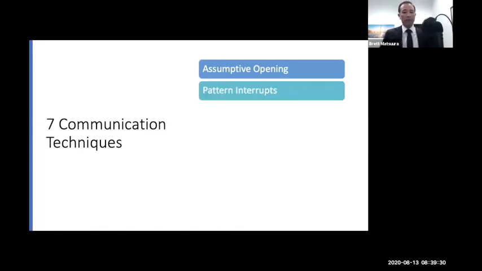Number two, pattern interrupts. We've all been on the same phone call where people just talk and talk and talk. You want to shoot yourself. A pattern interrupt is something that you say or do that will interrupt their process of thought, right? I'm going to tell you guys the ultimate pattern interrupt that works like a charm. You do something that interrupts the person so that you can actually regain control of the conversation.